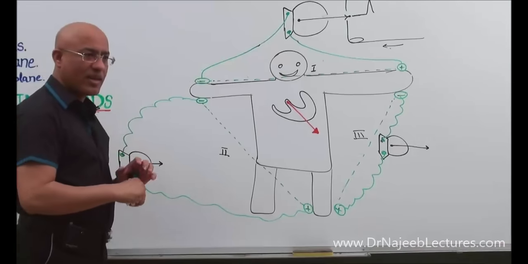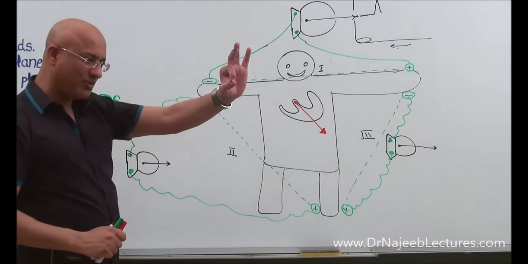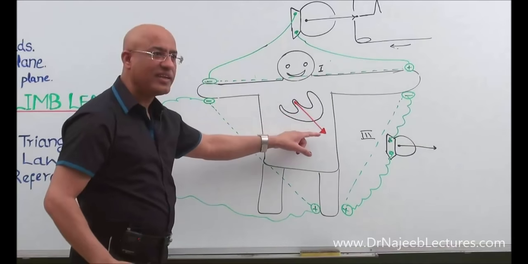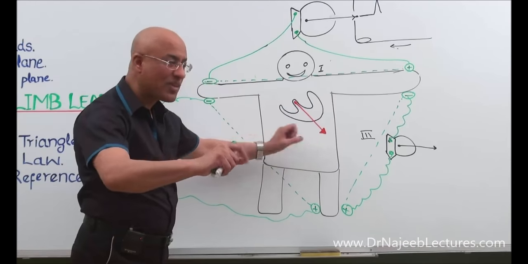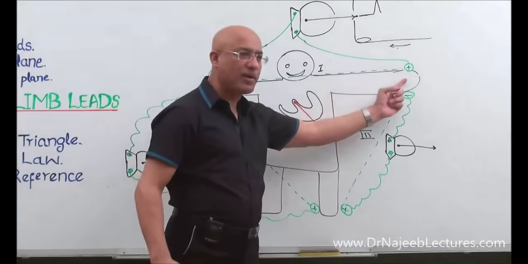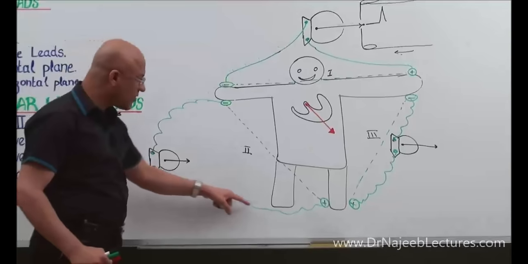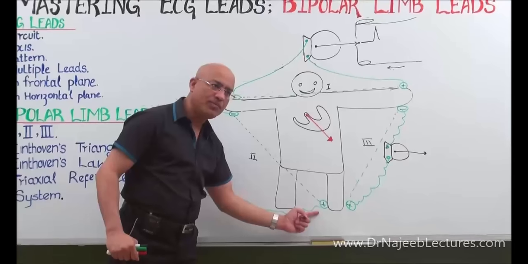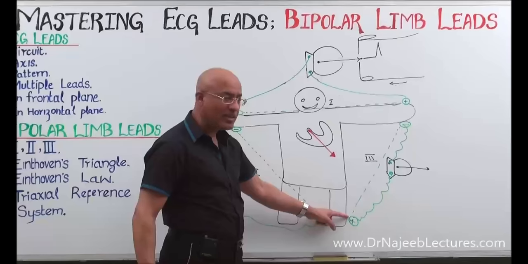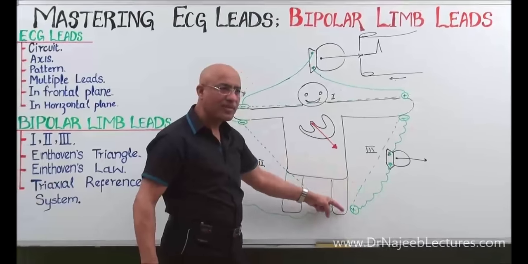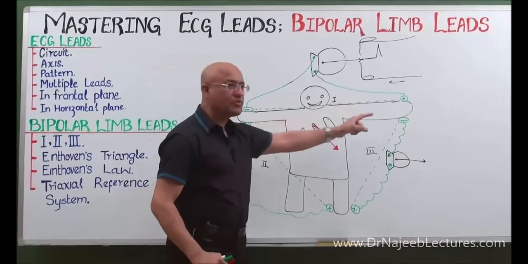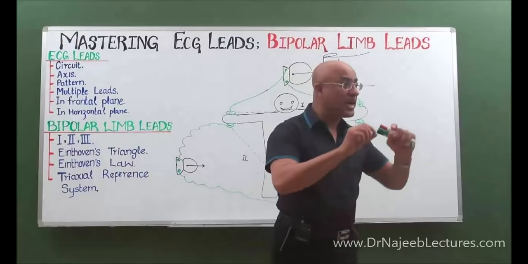Now what we have done, we have put three exploring eyes to monitor the movement of this ladylike vector. Is that right? Yes. This is the circuit of lead number 1 and this is the axis of lead number 1. This is the circuit of lead number 2 and this is the axis of lead number 2. This is the circuit of limb lead number 3, and this is the axis of lead number 3. Is it clear? Yes. So it means when we change the position of the electrode, we actually change the axis of the lead.